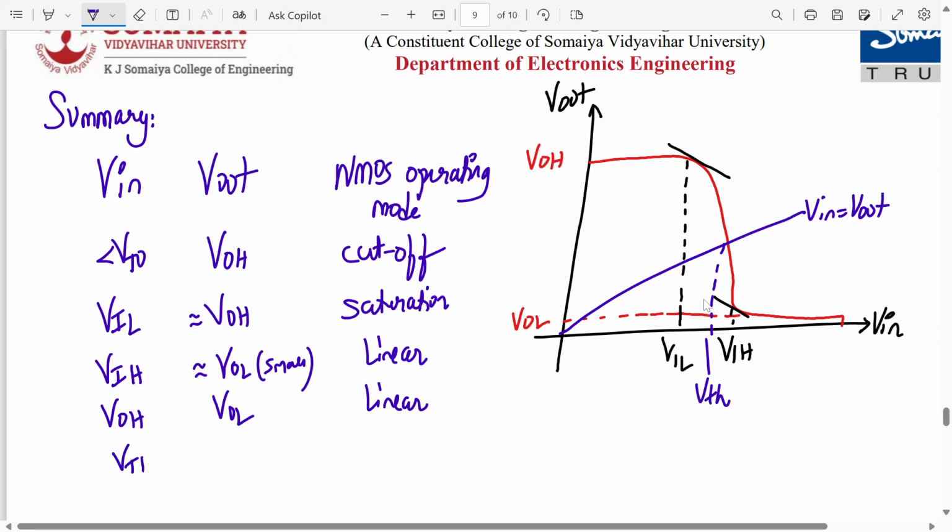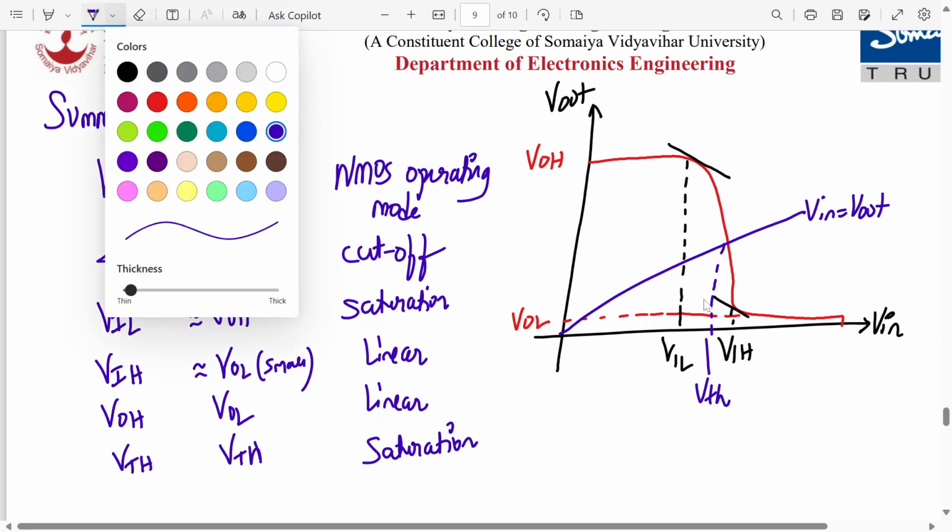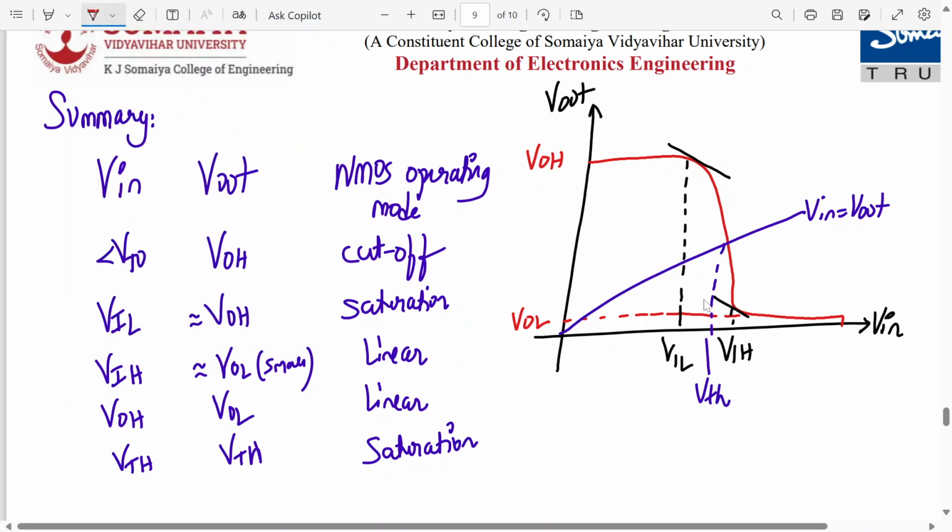And lastly we are at VTH. Input is at VTH, output is at VTH, and it is the saturation region for the NMOS driver, because it is operating at its maximum capacity in this condition. So when input and output are VTH, the NMOS driver is working in the saturation region. Understood this?